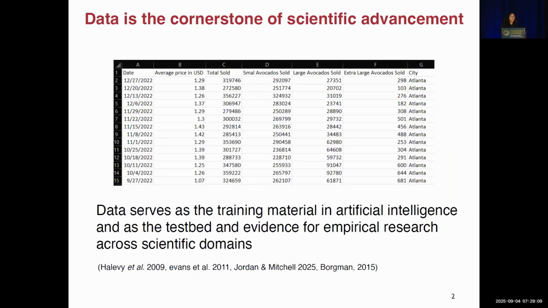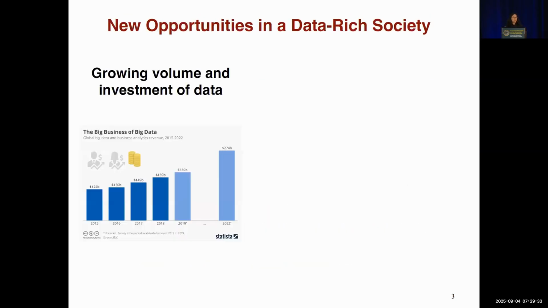Data is the cornerstone of scientific advancement. Usually data is presented in a form like showing on the screen, like metadata with a lot of rows and a lot of columns. Those types of data serve as training material for artificial intelligence. The large language models nowadays all come from this type of data training. And this also serves as a test bed and evidence of empirical research across scientific domains.